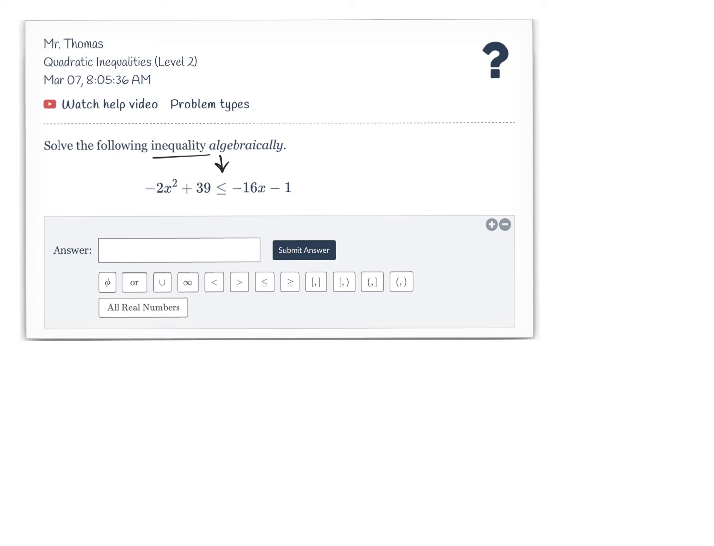Or it doesn't really matter. No. Let's move everything to the left. Let's always keep the right side 0, okay? So negative 2x squared stays there. We're going to add the 16x over there, and we're going to add 1 over there. Okay, so this is what we have. Usually we like 0 on the right. So honestly, if we can forget about what I said, you might see 0 on the left.